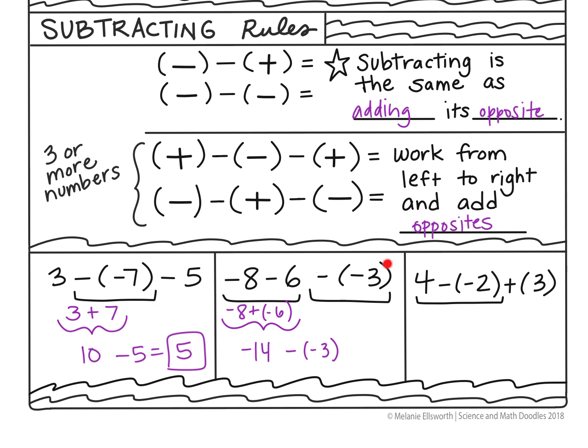Then I can subtract negative 3. Notice how I've brought this next part down here. So I solved this part first, got negative 14. Now I'm going to finish: negative 14 minus negative 3. I've got to rewrite that so that it's negative 14 plus 3, which equals negative 11. You're just working left to right. Left to right, baby steps.